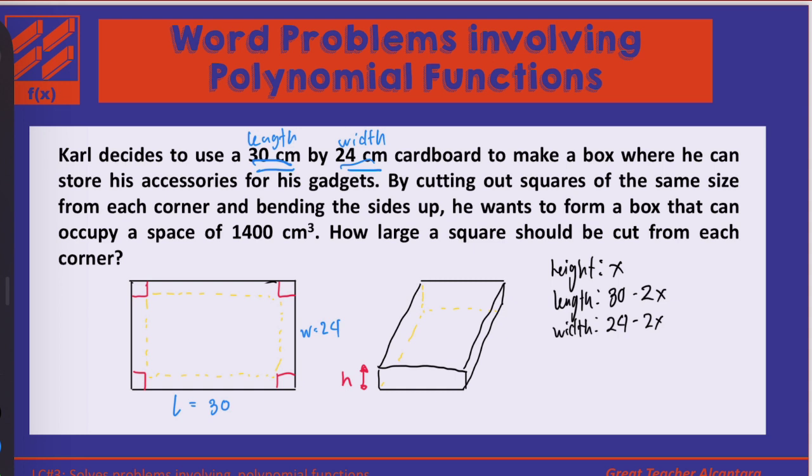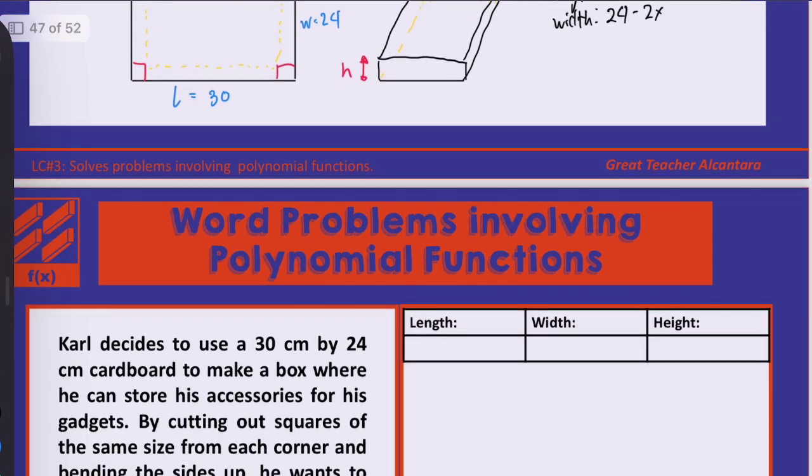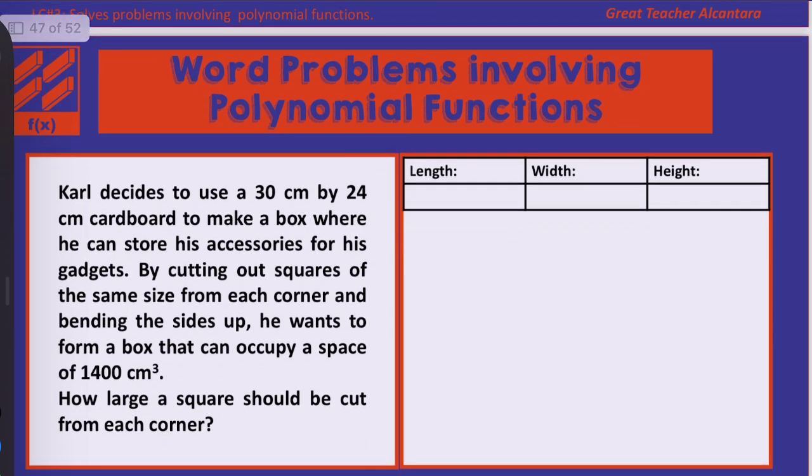And these are your representations. So from having a two-dimensional cardboard box, you now have a three-dimensional cardboard box. Thanks for folding, you now have a height. It's better understood if you did it while I was talking. Now, let's use these representations in order for us to actually get the values. So once again, your height is x, your length is 30 minus 2x, and your width is 24 minus 2x.